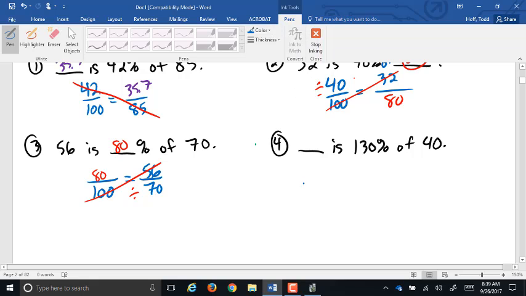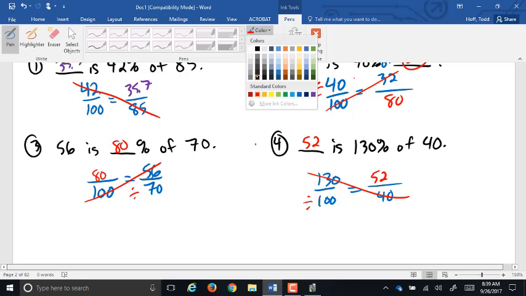And blank is 130%. So 130 over 100 of 40. Where's the 40 go? Bottom. Cross multiply and divide. 52. Perfect. Any questions on any of those? Okay, good.